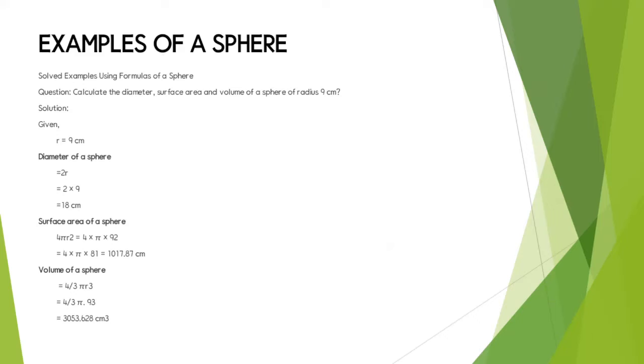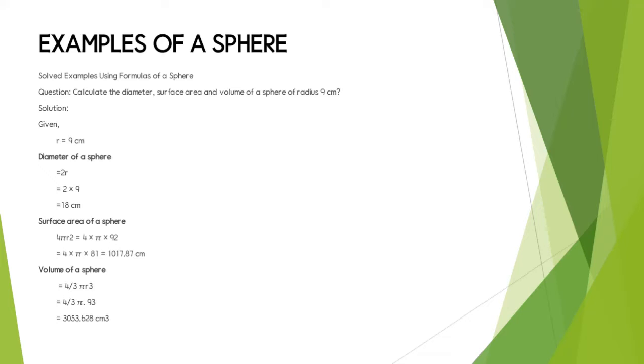So here is an example of a sphere. We will solve this using the formulas of a sphere. So here is the example question. We will calculate the diameter, surface area, and volume of a sphere. Radius is 9. So here is the solution. Here is the given: our radius is equal to 9 cm. So what we're going to do is get the surface area and volume of a sphere of radius 9.